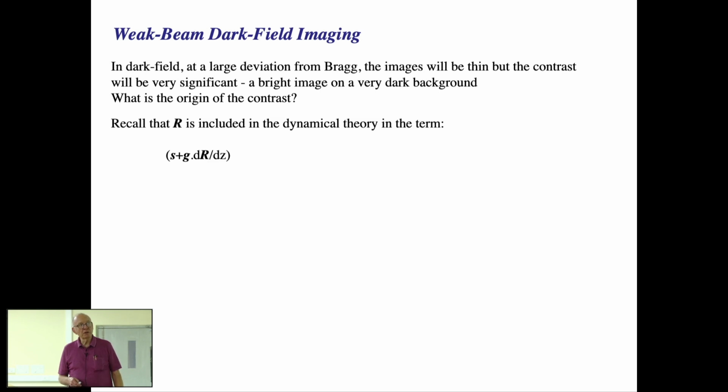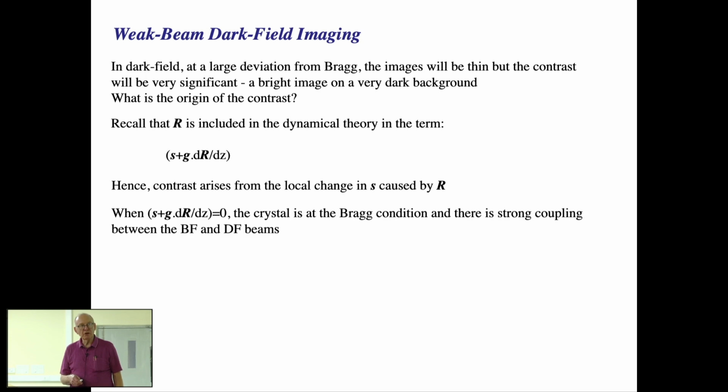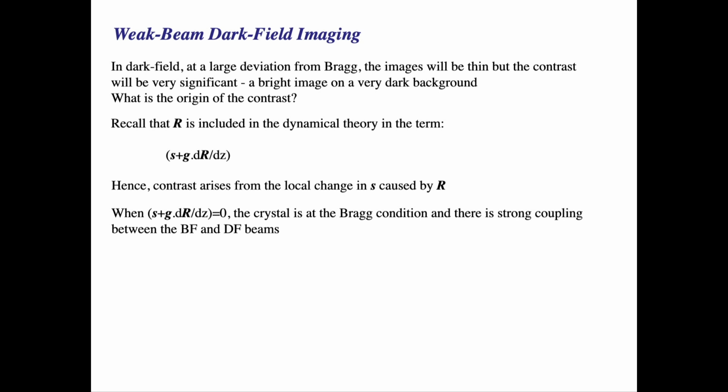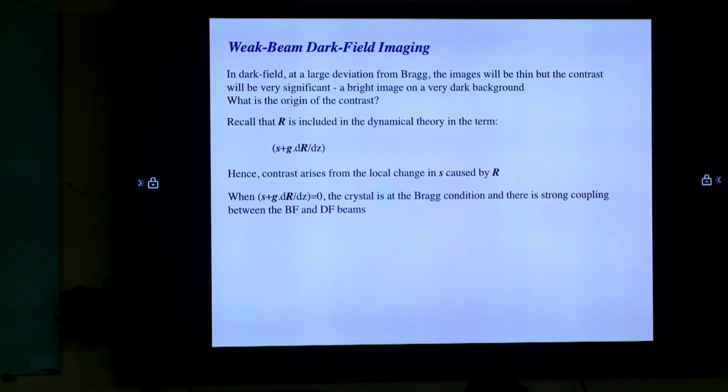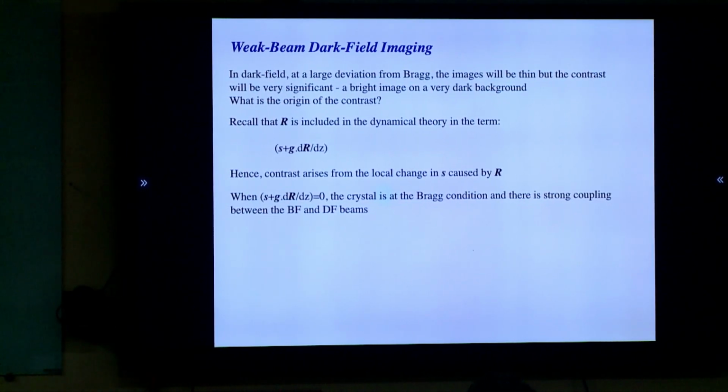And so the origin of the contrast, we call R, is included in the dynamical theory in that term. Hence contrast arises from a local change in S caused by the displacement field of the defect. And when this term, S plus G dot dR by dz, equals 0, then the crystal is at the Bragg condition, and there is strong coupling between the bright field and dark field beams.